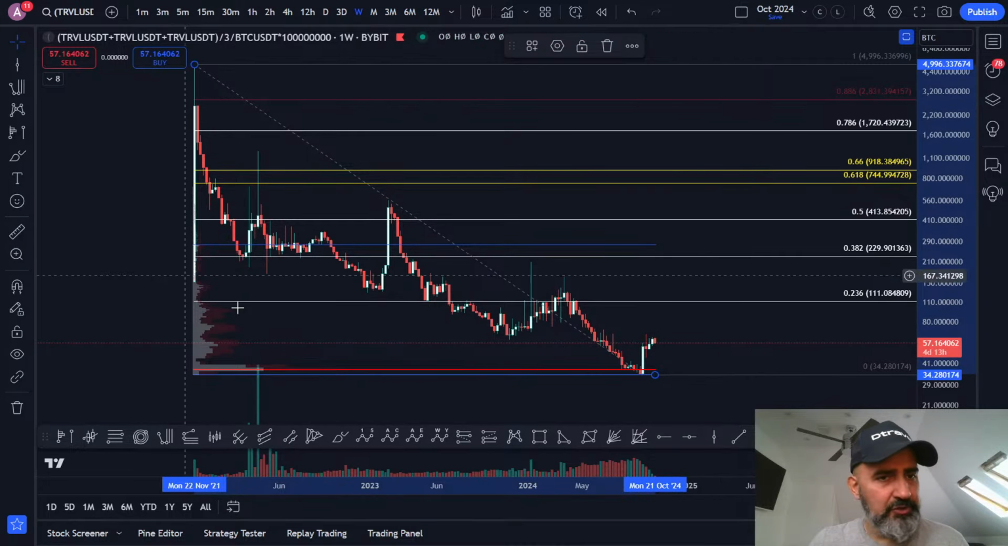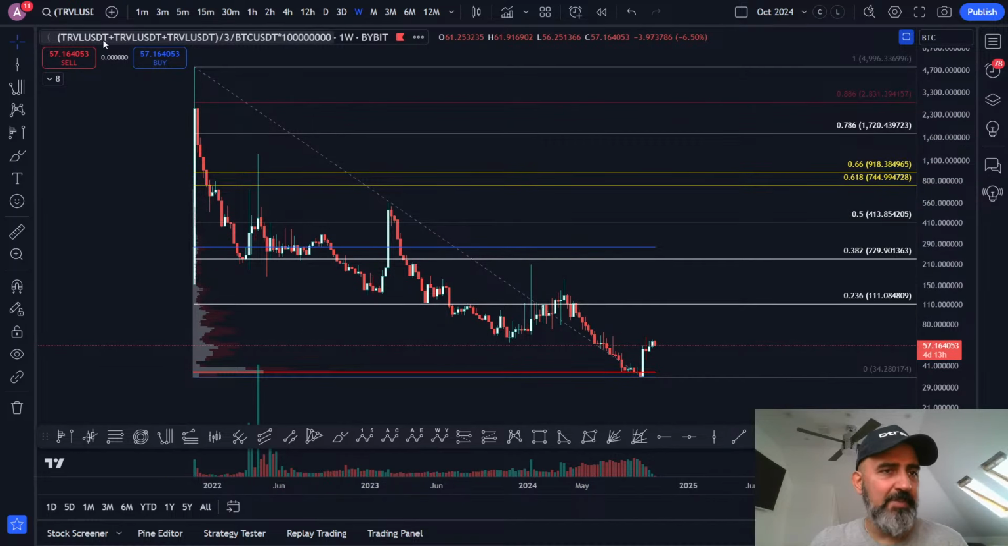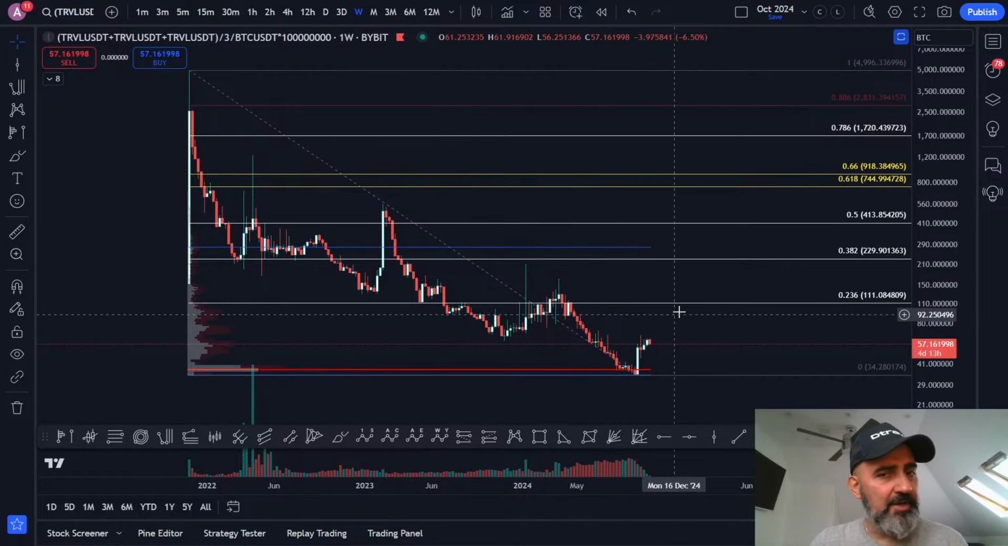Now you can do a volume profile, and it gives you the volume based on where TRVL was with respect to BTC, and it compares the value based on sats. So it's actually quite a nice chart. It's a combined TRVL chart compared to the BTC chart on Binance. Okay, so it's quite a nice chart actually.